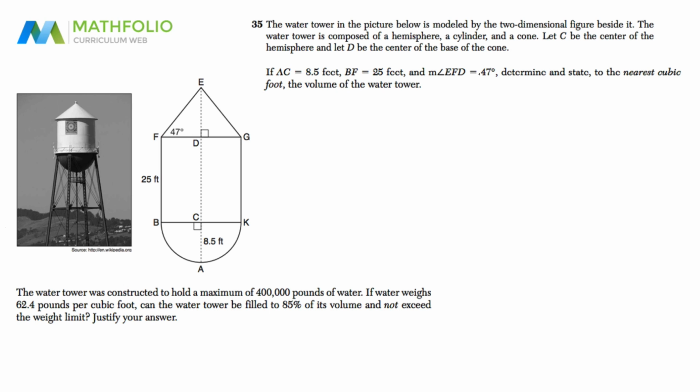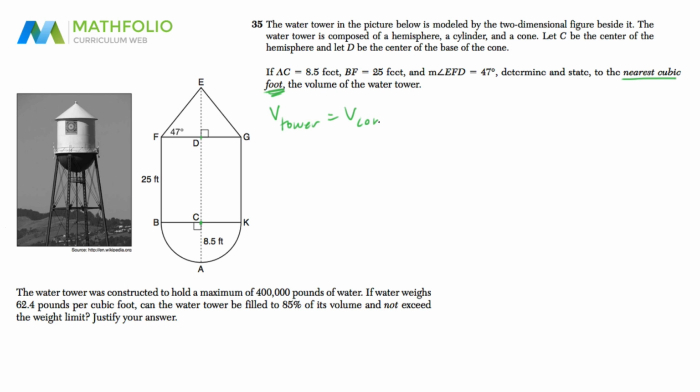It says let C be the center of the hemisphere. So this is the very, very center. And D is the base of the cone. It says AC is 8.5, which is labeled. BF is 25. And the measure of EFD is 47. Everything is labeled so far. It says determine and state to the nearest cubic foot, very important again, the volume of the tower. So let's get to it.